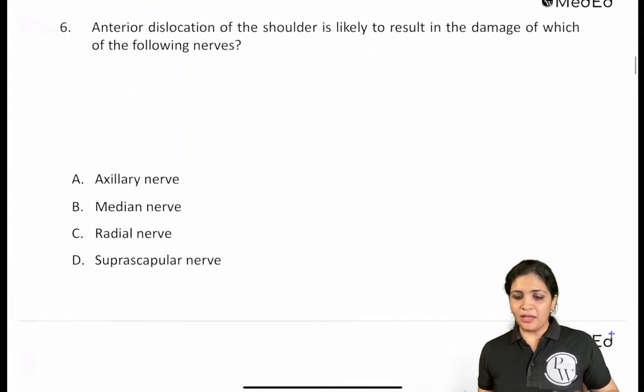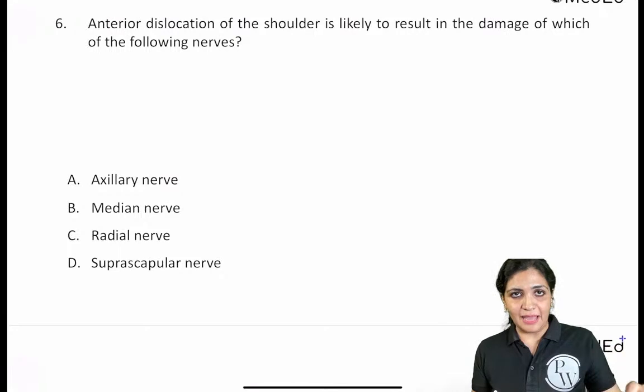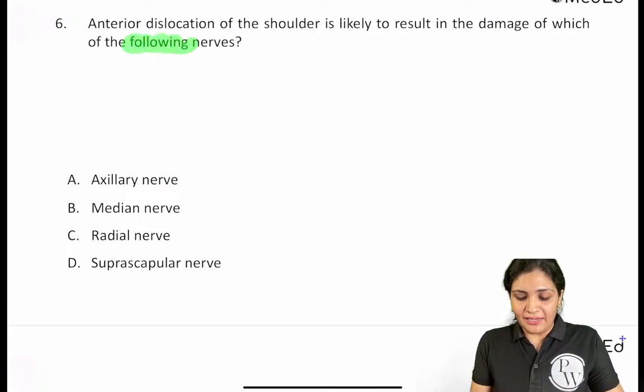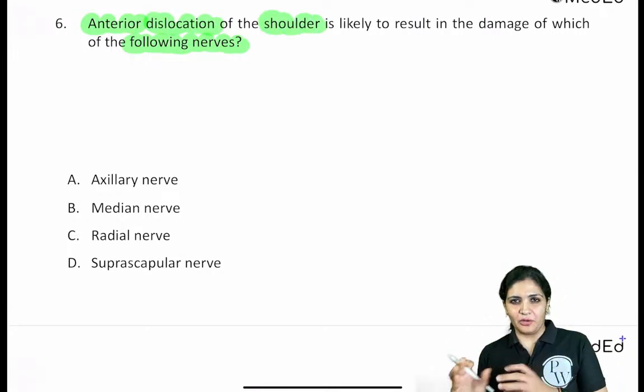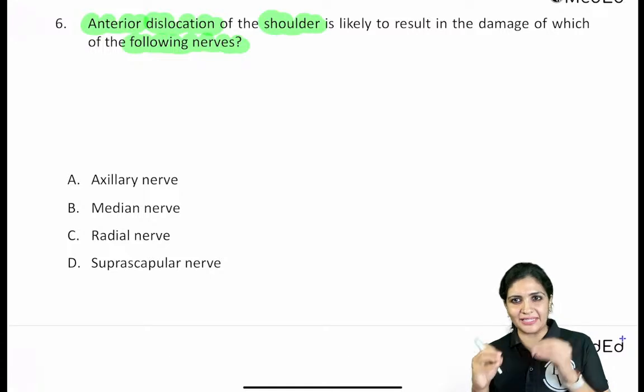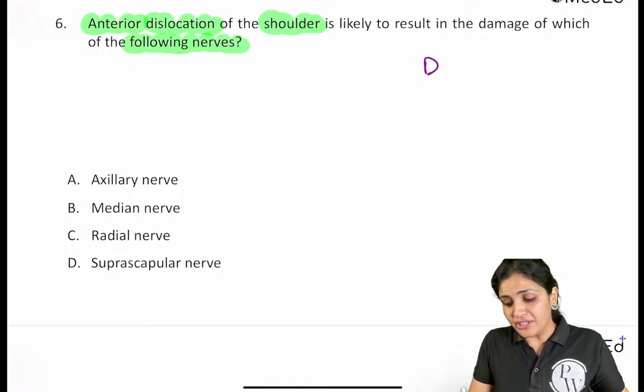Moving on to the next one. So here the question is, anterior dislocation of the shoulder is likely to result in damage to the following nerves. So this is related to the anterior dislocation of the shoulder. If you see, all the important questions, right from the first to the sixth, this is anterior dislocation of the shoulder, very, very important.